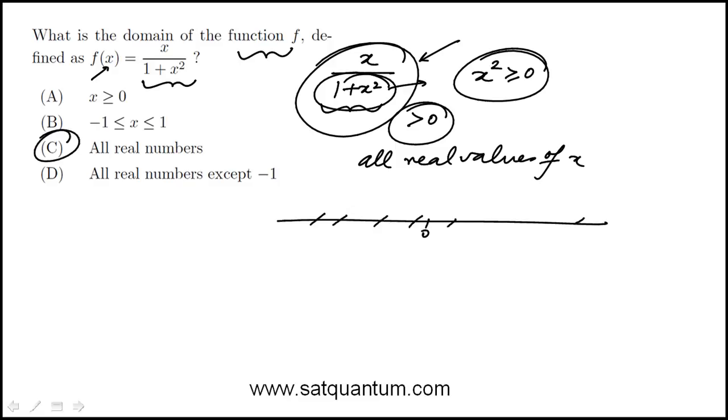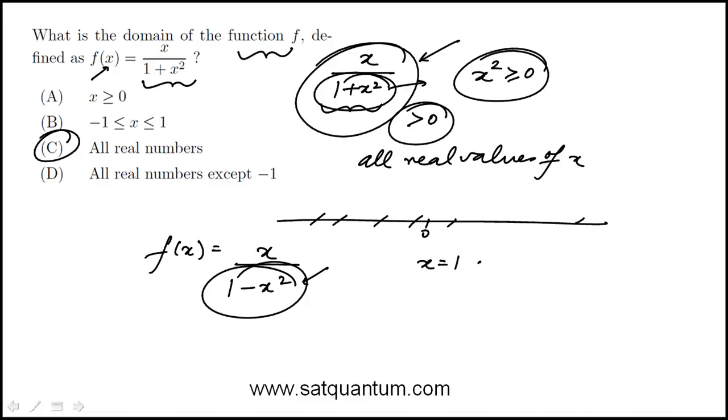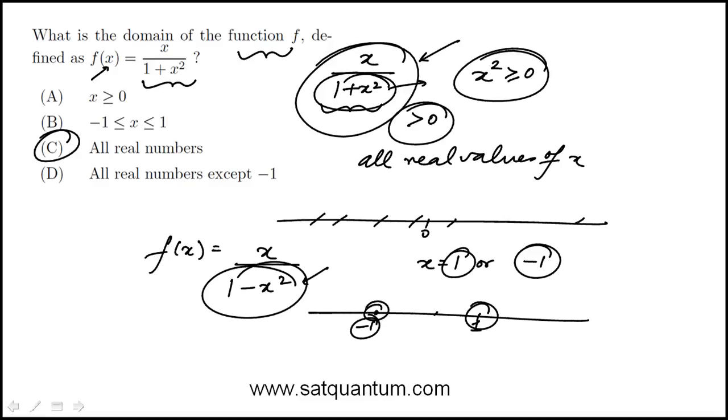A variation of this that you might see is if I had changed it to 1 minus x squared. Now this won't be defined if the denominator turns 0. In fact, that would happen when either x is 1 or it's minus 1. So the domain in this case would be the entire number line with the exclusion of 1 and minus 1. So that's the difference between this function and that.